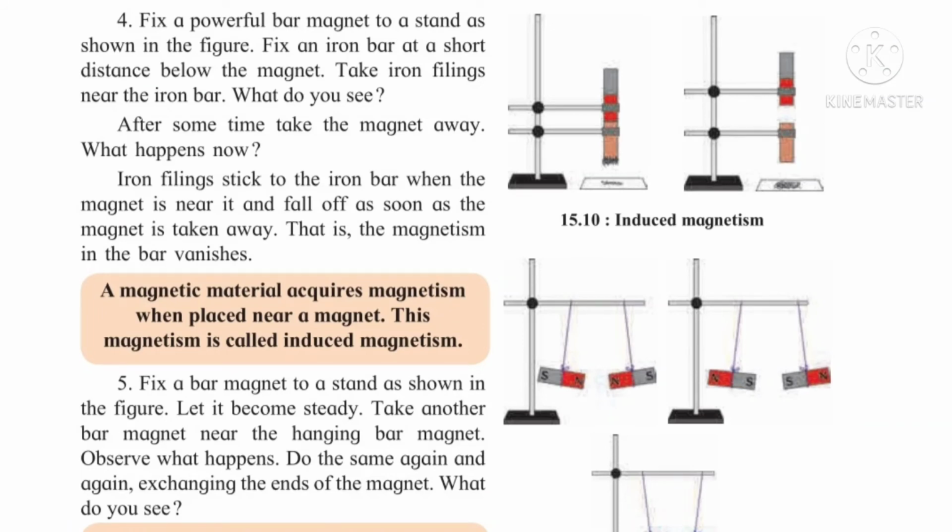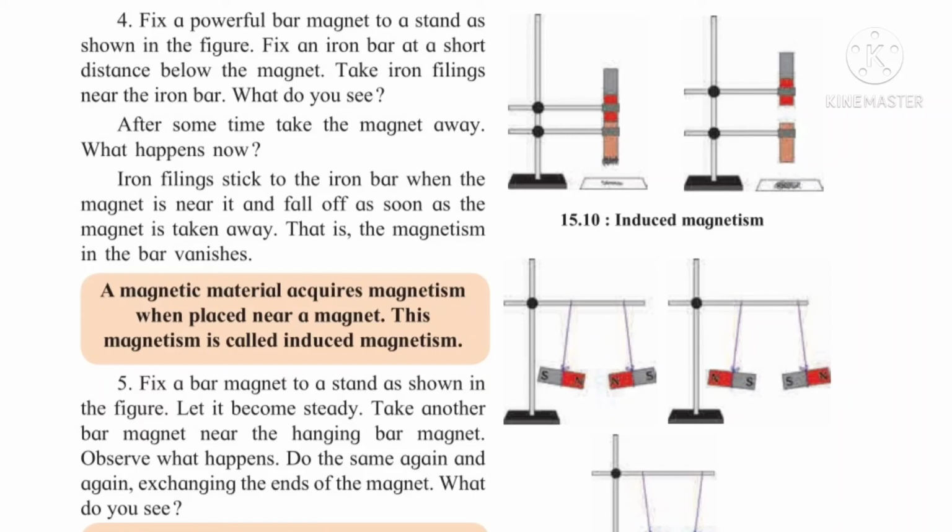For that we have to do one activity. We have to fix one powerful bar magnet to a stand as shown in the figure, and take one iron bar and fix it a short distance below the magnet. Now take iron filings near the iron bar. What do you see? After some time, take the magnet away. What happens now?